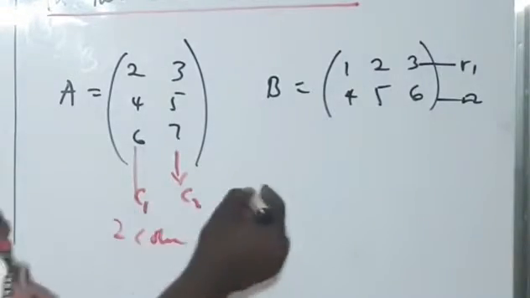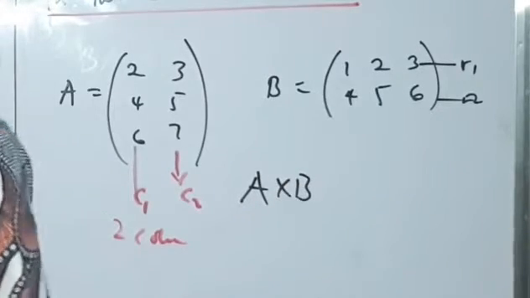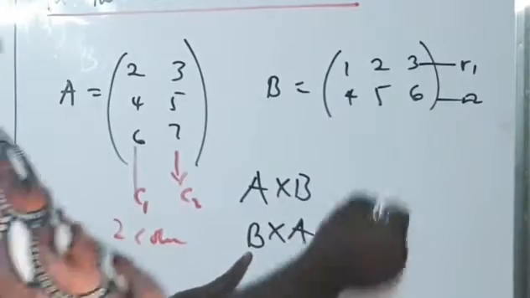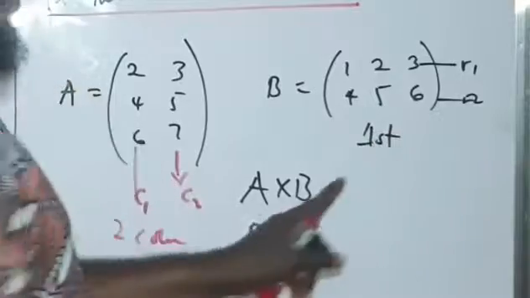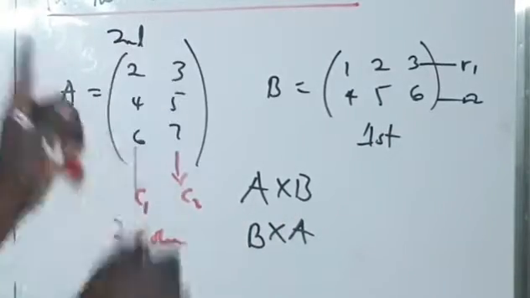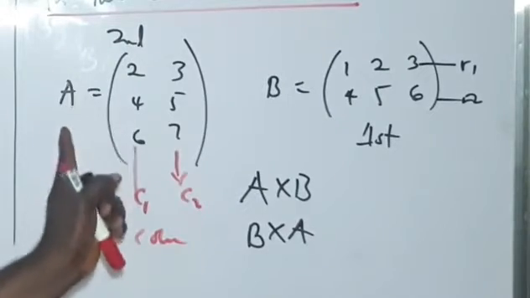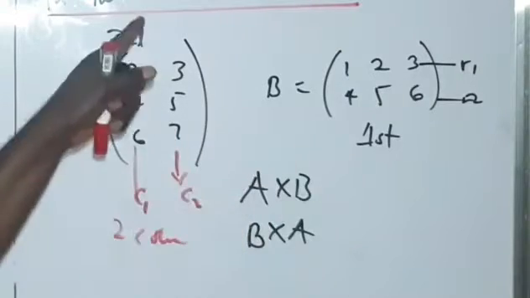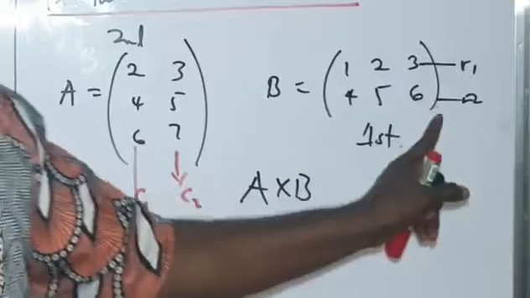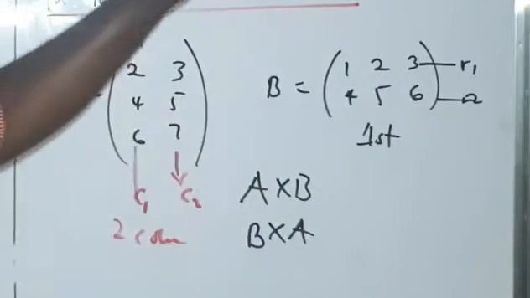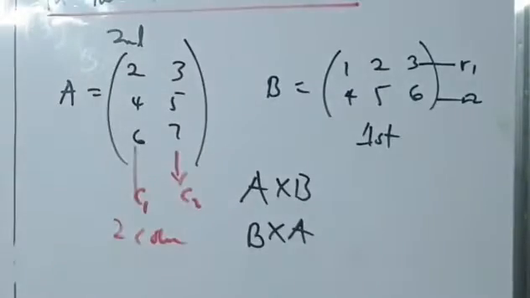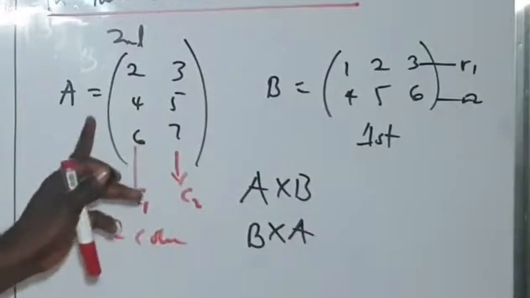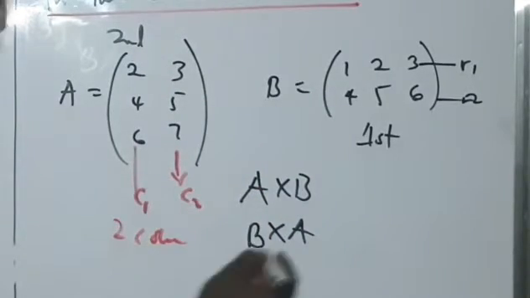That is, it is possible to have A multiplied by B. But can we say B multiplied by A? The first one will then be B. We are assuming that this is the first matrix and this is the second matrix. Please take note. We can multiply it because it has two columns here and this one has two rows, so we have met the condition. But if we want to do it the other way around, making matrix B the first matrix and matrix A the second matrix, will it be possible?